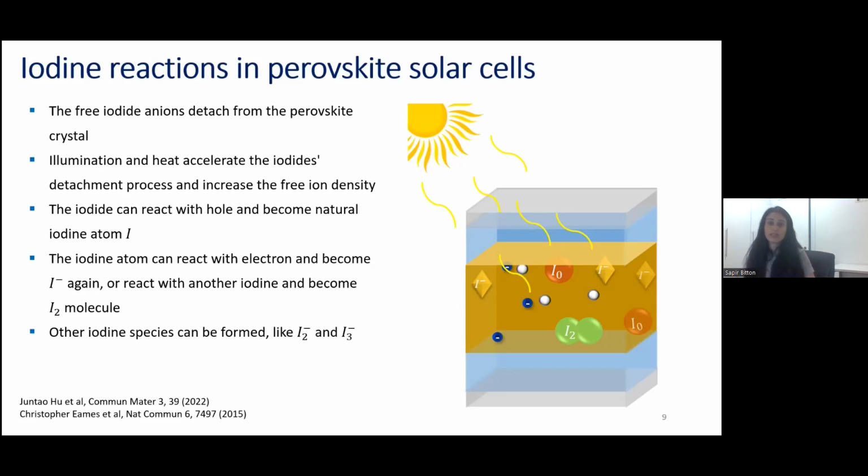We know that the iodine anions can react with holes and become neutral atoms. The iodine atom is a halogen, so it is prone to react with an electron and return to be a negative ion, or react with other iodines and become a molecule. So eventually, we will have several iodine species inside the perovskite solar cell.